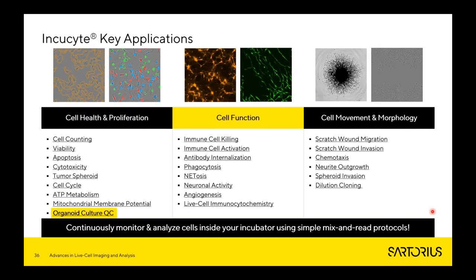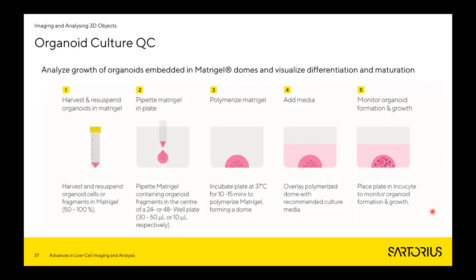So the final 3D assay that I'd like to talk about is our new organoid culture QC imaging and analysis module. And this is really designed for the assessment of the development of organoids in matrigel domes. In this assay, we would have our organoid progenitor cells that have been added to the matrix. The matrix is then pipetted into a 48 or 24 well plate. The matrix is allowed to polymerize at 37 degrees to form this dome structure. This is then overlaid with medium, and we can then assess and monitor organoid formation and growth.